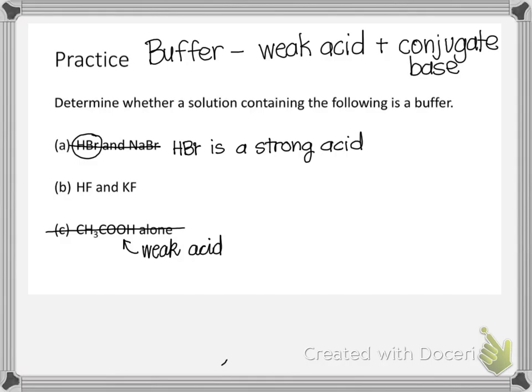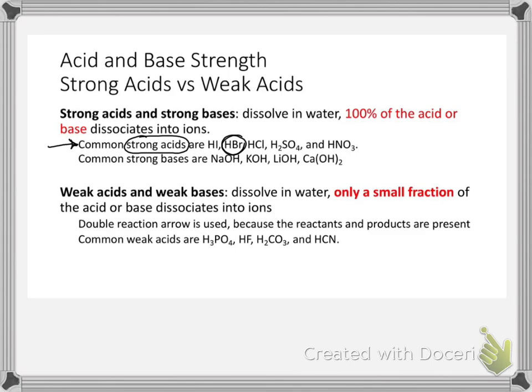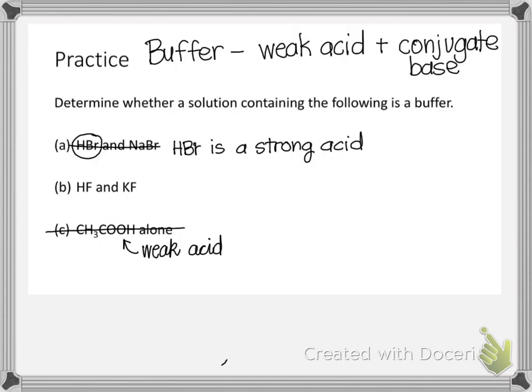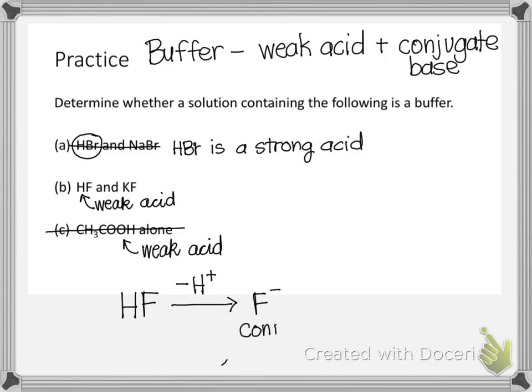Okay, so now we have HF and KF. So let's go back and look. I look at my strong acids and HF is not there. Just not being there means it's a weak acid. So HF is a weak acid. Okay, so that's good. Now we need its conjugate base. If you have HF, that's the acid, and what acids do is they donate their hydrogen, and that would make F minus. This is a conjugate base.